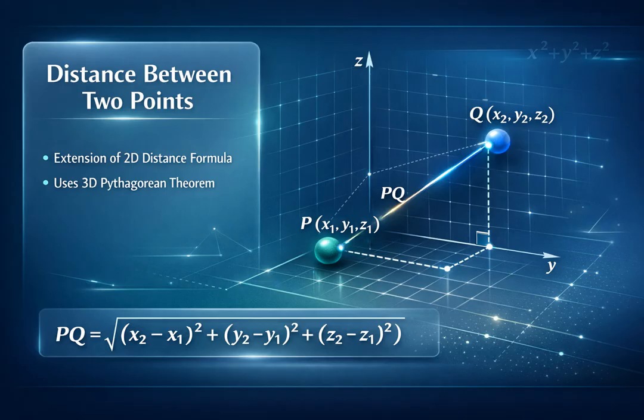The distance between 2 points P with coordinates x1, y1, z1 and Q with coordinates x2, y2, z2 is given by PQ equals the square root of (x2 minus x1) squared plus (y2 minus y1) squared plus (z2 minus z1) squared. This is the 3D extension of the 2D distance formula based on the 3D Pythagorean theorem.